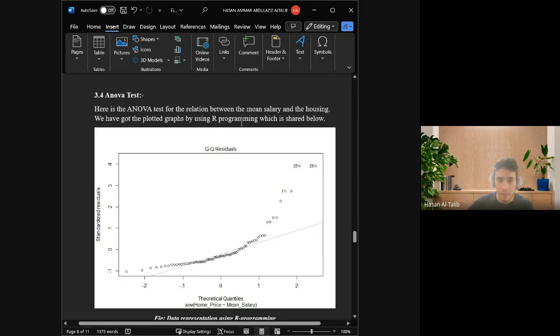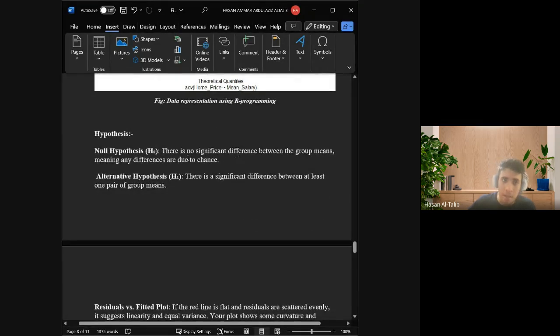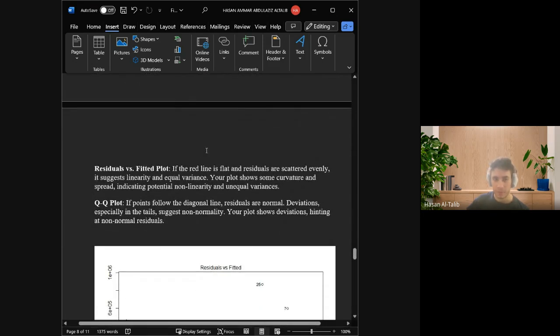So here's the ANOVA test for the relation between mean salary and housing. We got the plotted graph by using R programming, which is shown in this photo. For the hypothesis, the null hypothesis states that there is no significant difference between the group means, meaning any difference is due to chance. The alternative hypothesis states that there is a significant difference between at least one pair of group means.